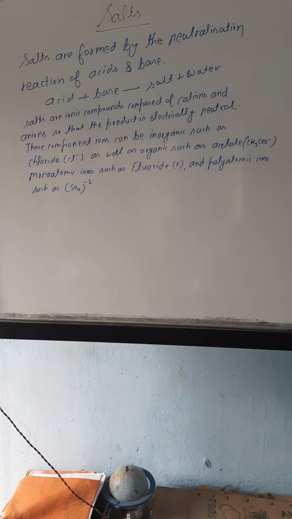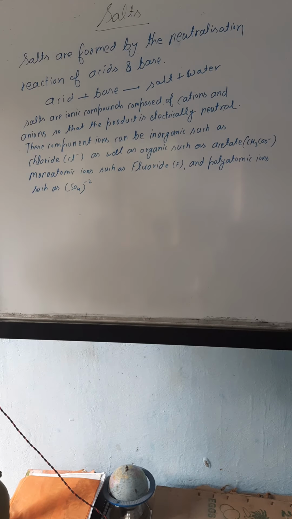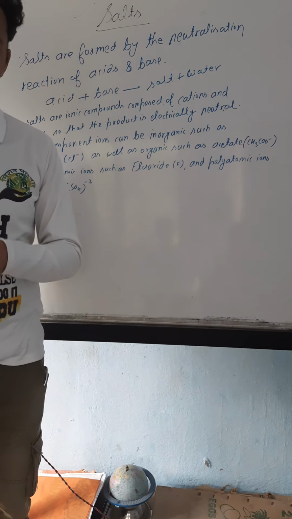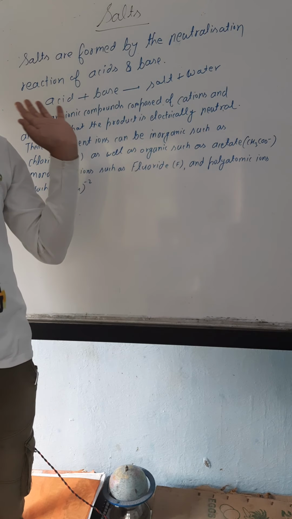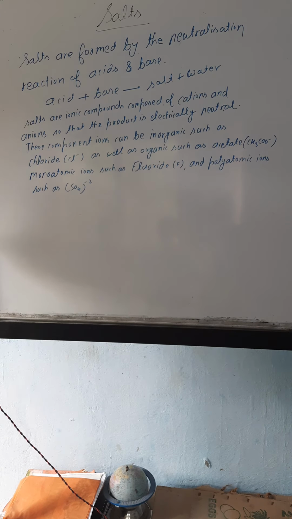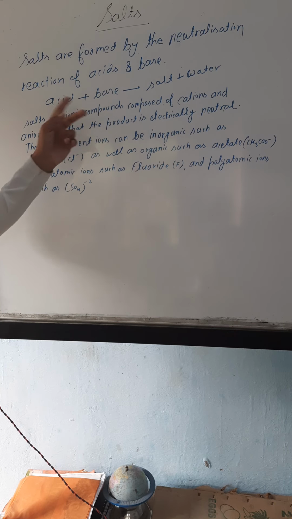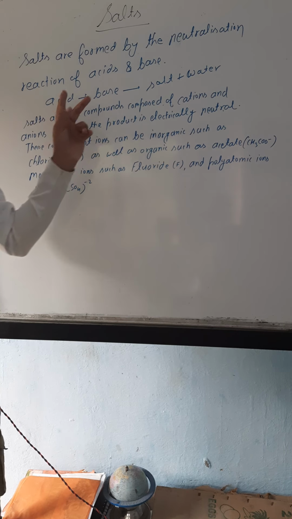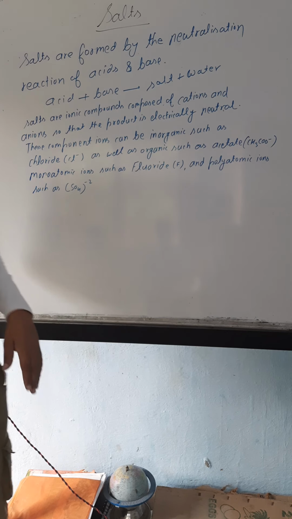Now we are discussing salts. What are salts? Salts are formed by the neutralization reaction of acids and bases. Whenever acids and bases react with each other, they form salt and water, and this reaction is known as the neutralization reaction. Remember this. So salts are formed by the neutralization reactions of acids and bases. Is it clear? Very good.